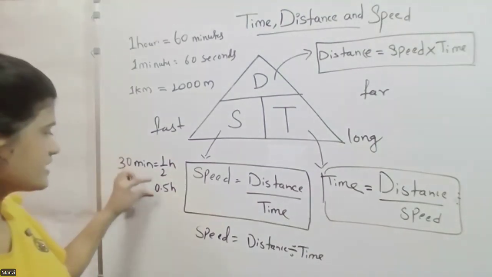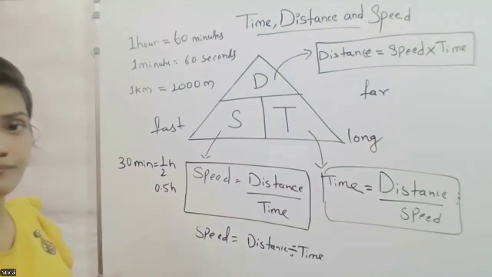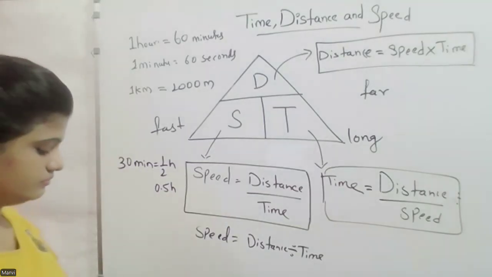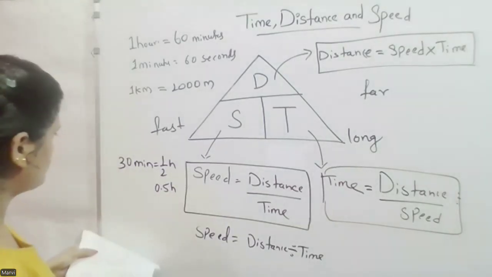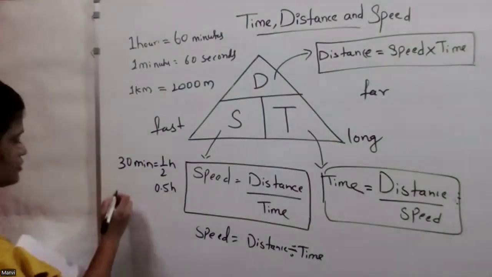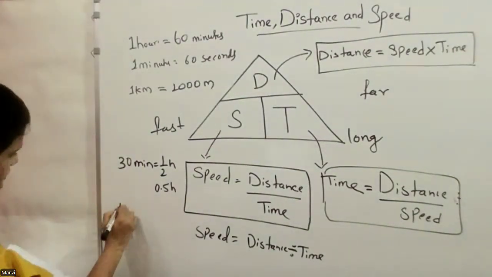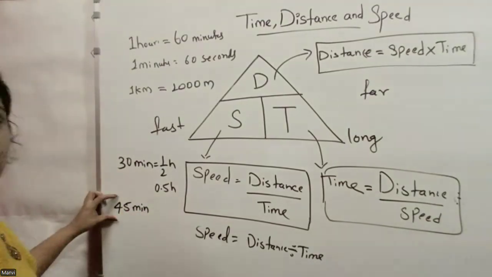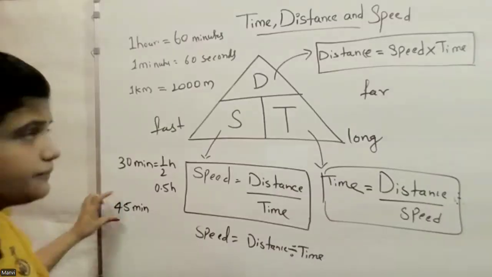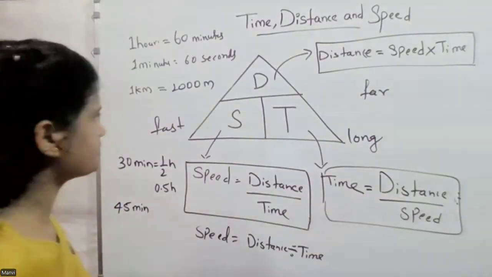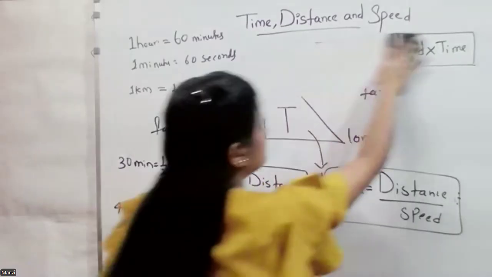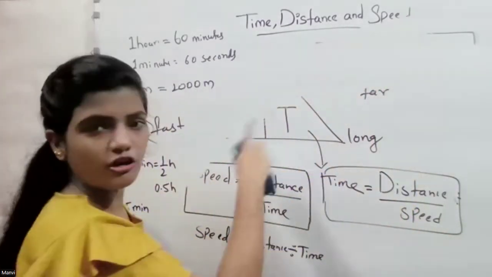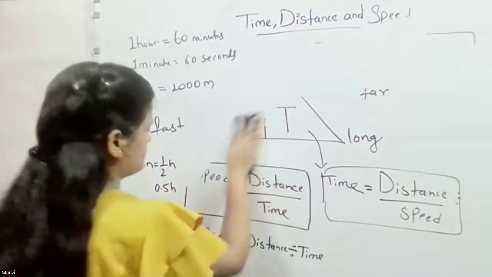Yeah. This half is actually 0.5. Okay. This 45 minute means what? So Kavya, do you agree? This 45 is actually, okay, let me explain this by drawing a few things. You are okay with all these three formulas?